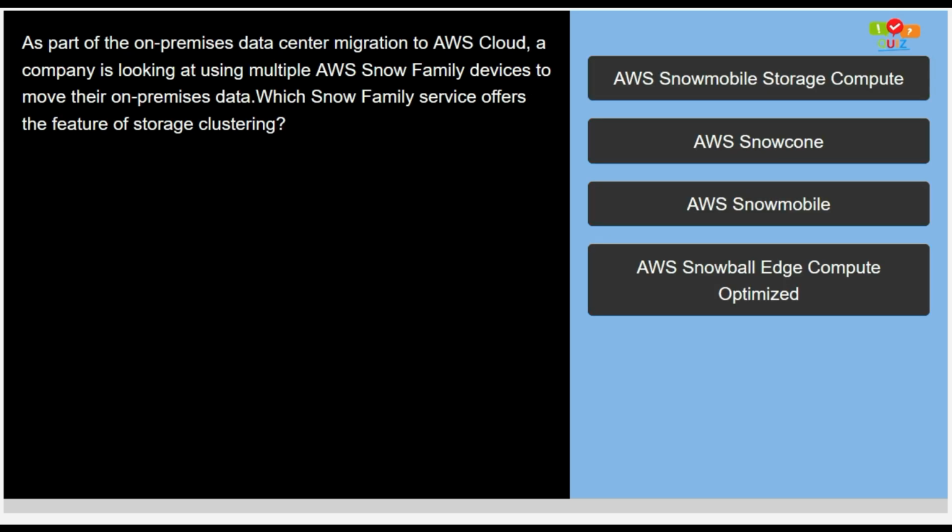Alright. Next question: as part of the on-premises data center migration to AWS Cloud, a company is looking at using multiple AWS Snow family devices to move their on-premises data. Which Snow family service offers the feature of storage clustering? Now your 4 options for this. Option 1 is this one, AWS Snow Mobile Storage Compute. This is option 2. This is option 3. Okay, this is option 3, and this is option 4. Alright, now you have 10 seconds again for this question. Your time starts now.